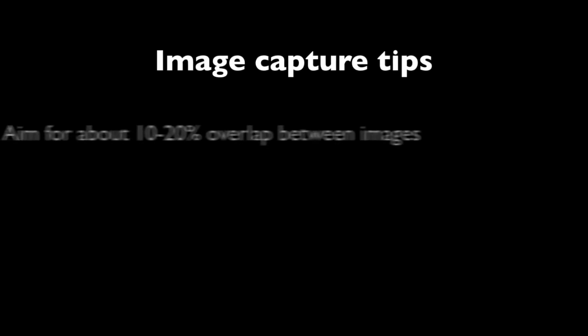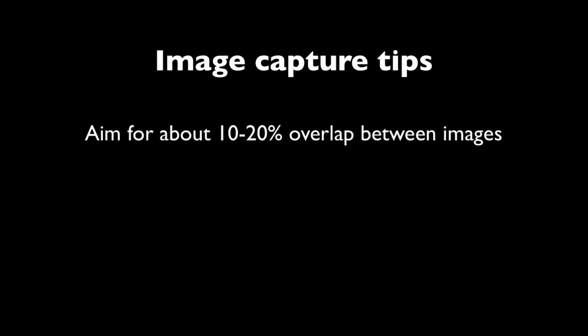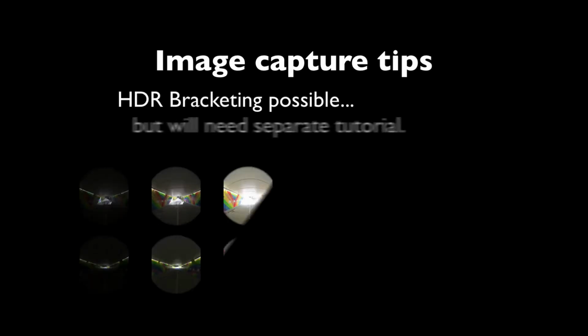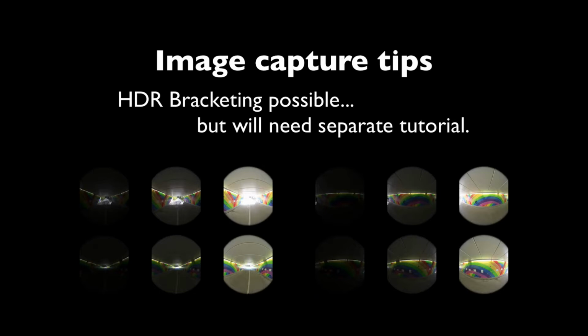When you're shooting the images, try to have about 10 to 20% overlap between the different frames. This will give PTGui a good chance to figure out how these images are laid out relative to each other and what sort of lens was used. And third, you might shoot HDR brackets, so different exposure levels, but this is a big topic and we'll treat this later in a separate tutorial.